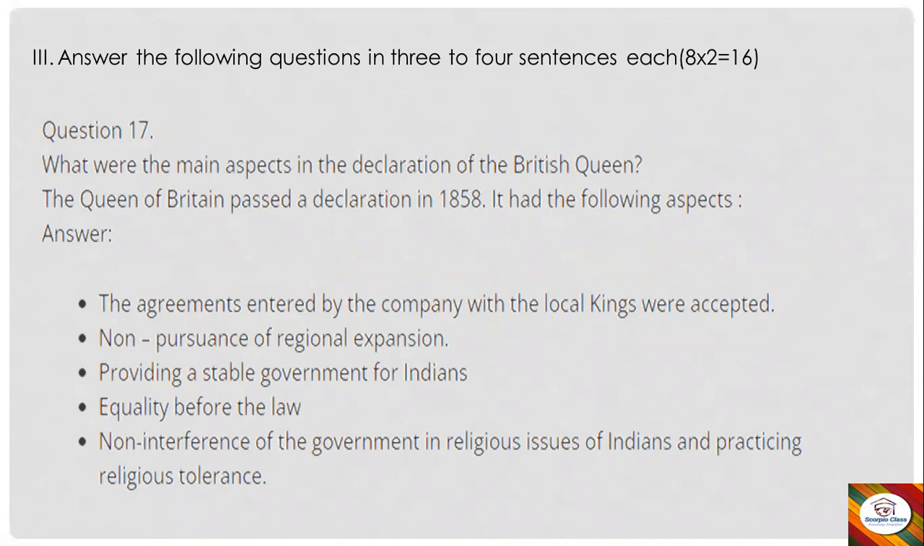So what were the main aspects in the declaration of the British Queen? So the Queen of Britain passed a declaration in 1858. It had the following aspects. The agreements entered by the company with the local kings were accepted. Non-pursuance of regional expansion. Providing a stable government for Indians. Equality before the law. Non-interference of the government in religious issues of Indians and practicing religious tolerance. Okay, so you can remember these points and you can write the answer easily.